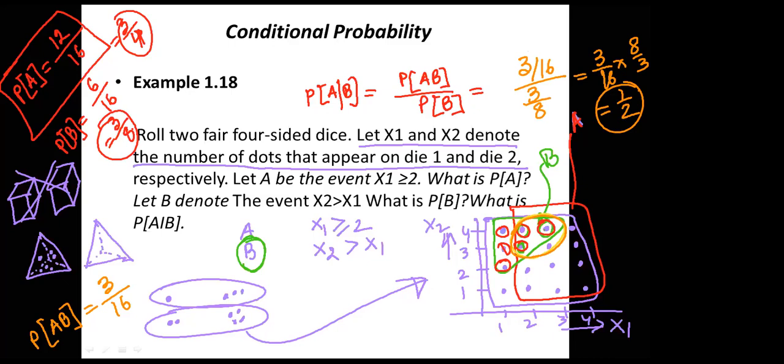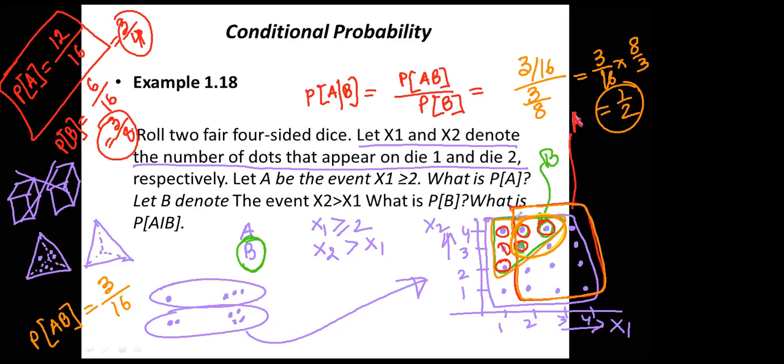Sir, how is the probability of B 3 by 8? AB, probability of AB means what? AB is the intersection between A and B. What is the intersection? Look at that. What is the probability of A? This is the probability of A. And what is the probability of B? This one is the probability of B. So which one is it?